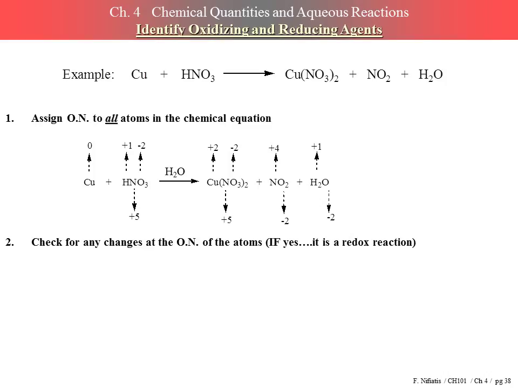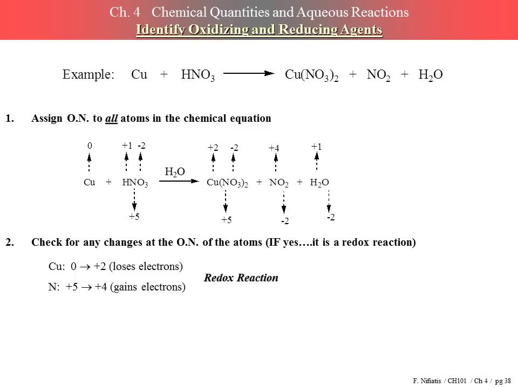Let's look at something else now. Copper. It was 0 and it goes to +2. So the oxidation number is going up. Is it getting oxidized or reduced? It's getting oxidized. So this is a redox reaction because something is getting oxidized and something is getting reduced. Redox reactions are coupled reactions. You cannot have two things getting oxidized and nothing reduced. You must have one that is getting oxidized and one that is getting reduced.